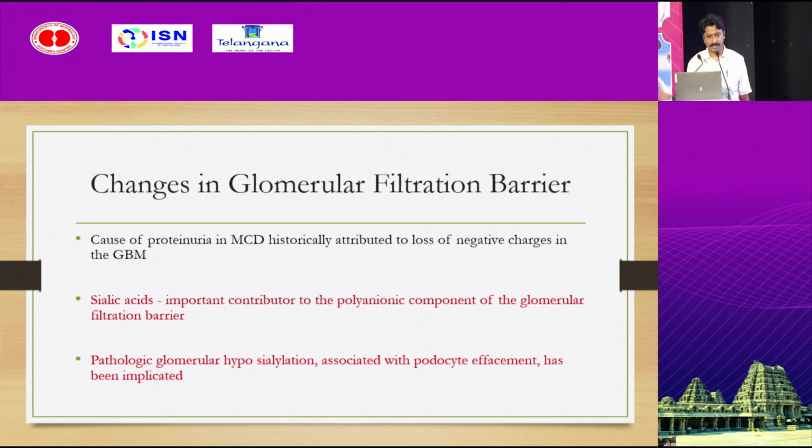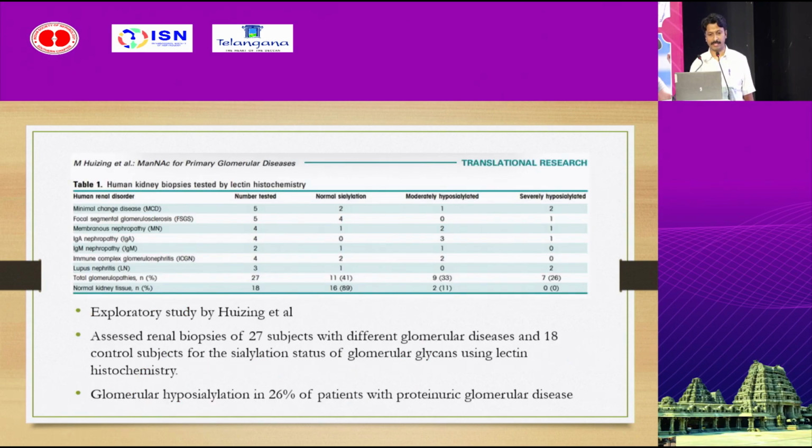As I told you, there are changes in the glomerular filtration barrier. It is not only the podocytes which are affected; there are changes in the glomerular filtration barrier which are also demonstrated in patients with MCD. As I told you earlier, sialic acid is an important contributor to the polyanionic component of the glomerular filtration barrier, and it is documented that glomerular hyposialylation associated with podocyte effacement has been implicated in MCD. This is an exploratory study by Husing et al., who assessed renal biopsies of 27 patients with different glomerular diseases, and documented glomerular hyposialylation in 26% of patients with proteinuric glomerular disease, more so in patients with minimal change disease.